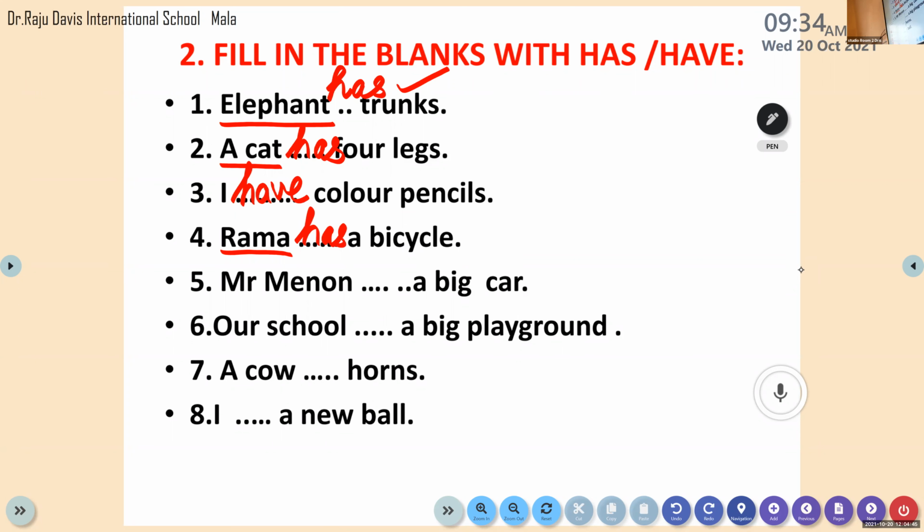Ansel. Why can't we use have there? Come on, tell me. Singular. Mr. Manon, singular. Very good, Ansel. We are talking about one person there, only about Mr. Manon. So we have to use has there. Very good, Ansel. So Mr. Manon has a big car.